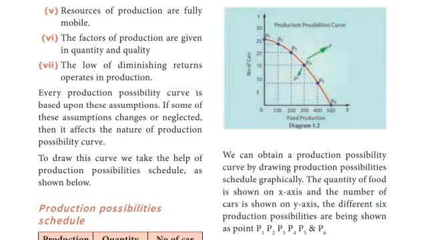There are some important uses of the production possibility curve. First one, the problem of choice. Second, the notion of scarcity. Third, solutions of central problems.